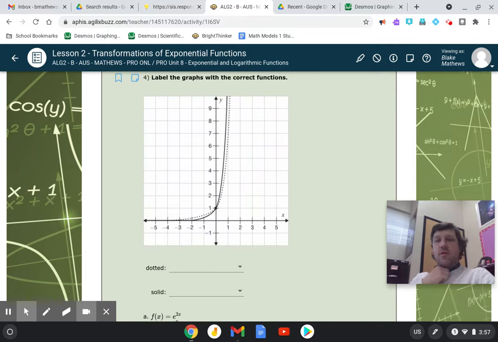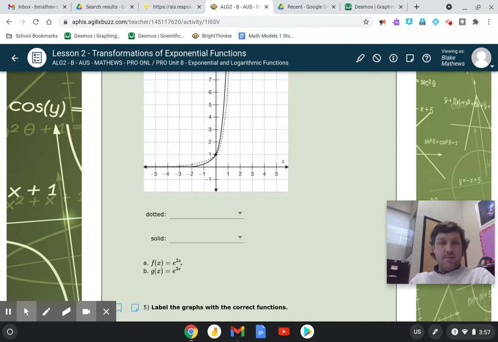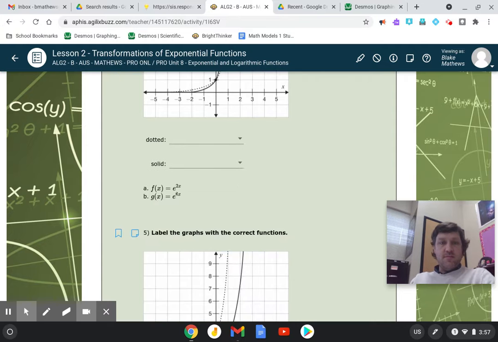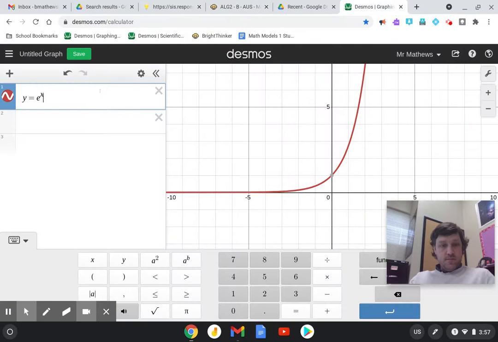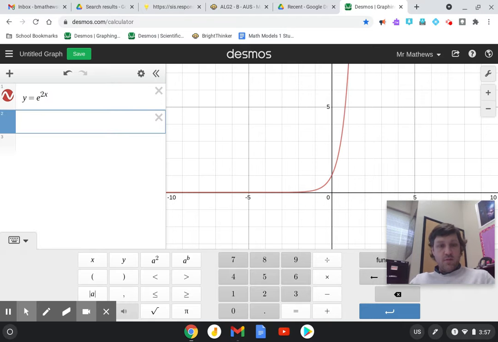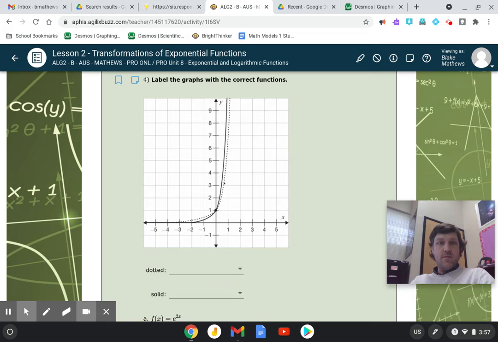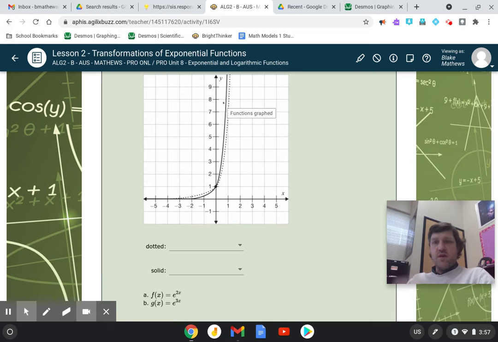When you get to number 4, it's more of the same. You're going to type these equations in and then determine which graph is where based on that. So like if I was going to type these equations in, I would have y equals e to the 2x and then y equals e raised to the 3x. And then I would see that the 3x is above the 2x over here on the positive section. So then that would help me determine that it is the solid line, the 3. And so you're just going to go through like that.